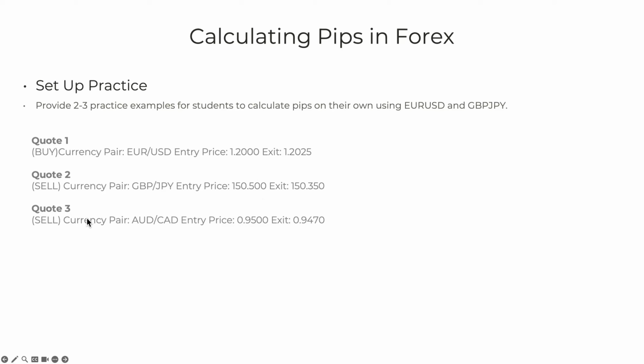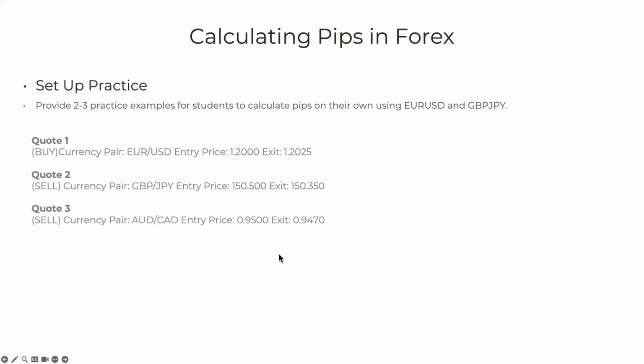All right, so let's do another one. This one is a sell for AUD CAD. Entry price was 0.9500. Okay, exit of 0.9470. I did a little trick a little bit. Okay, so what is the pip count? All right, so we got Henry says 30. Is he correct? Yes, he's correct. 30 pips. That is correct. Okay, yes, 30 pips. Okay, so we got this down.